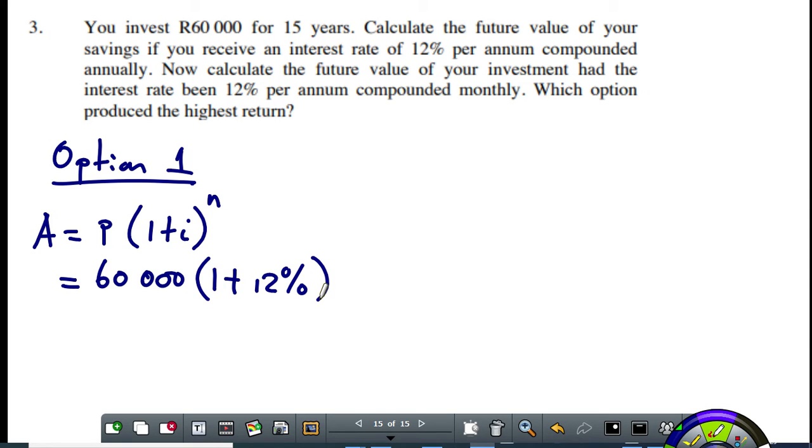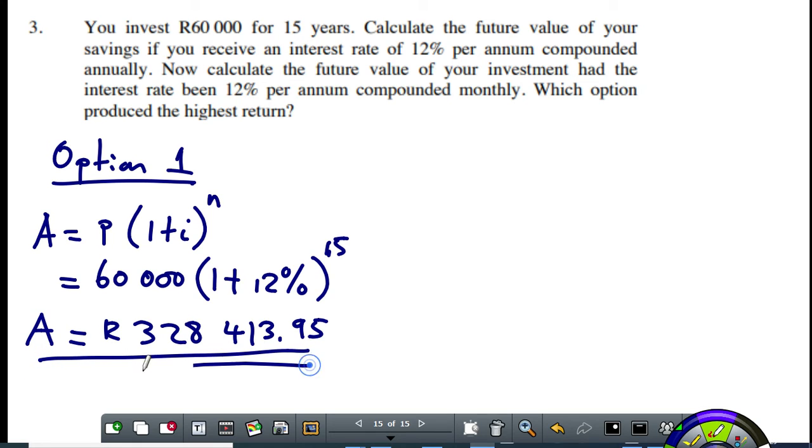The number of years is what? 15. What answer do you get here? 328,430. Don't be so quick. So the total amount in that investment account after 15 years will be 328,430.95. Then option 2.